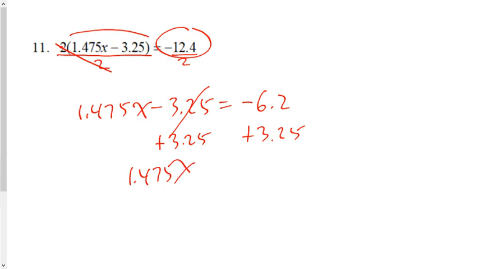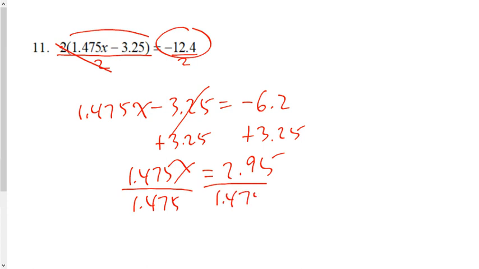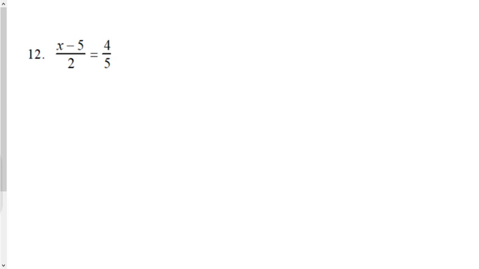1.475x equals 2.95. Divide both sides by the coefficient, and x will equal, how many 1.475s are there in 2.95? There's exactly 2 of them. So my answer, oopsie daisy, that should have been negative, isn't it? Is negative 2. Okay, next question.